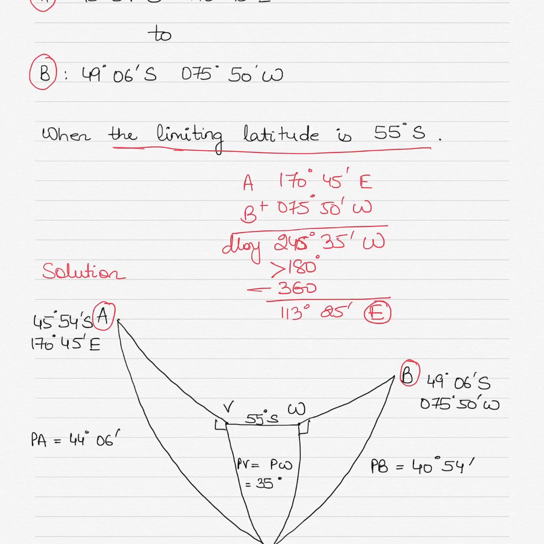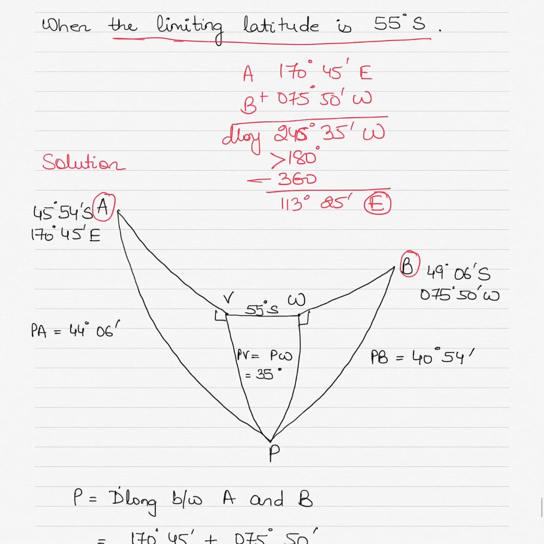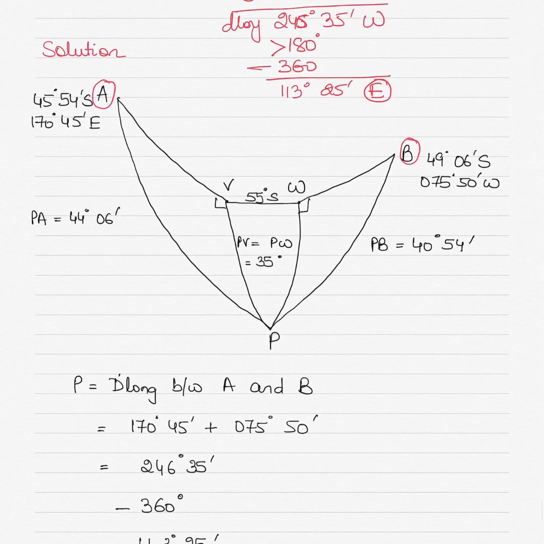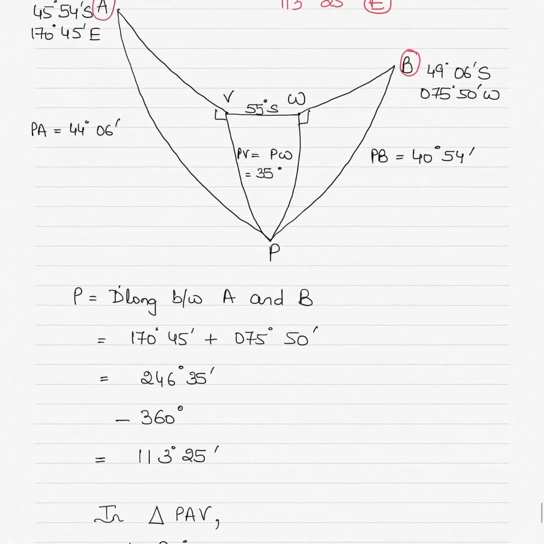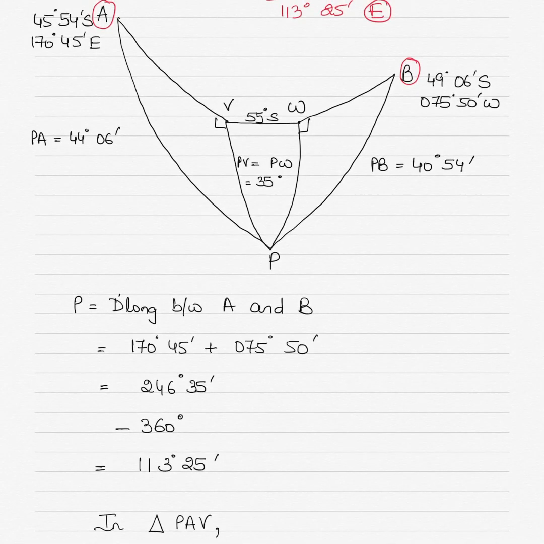So you have to figure out the shortest distance before you draw the diagram. You can see that I've drawn it with respect to the anti-meridian, where 170 degrees 45 minutes east comes on my left side and 75 degrees 50 minutes west comes on my right side. So that's why I've drawn the figure like that. Alright, so once you draw the figure, then you have to label the figure.